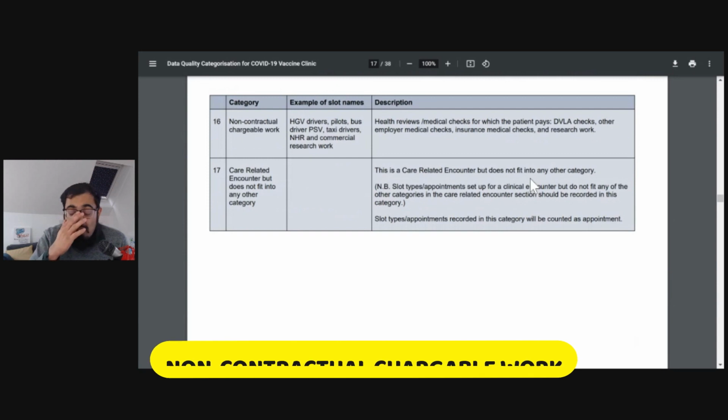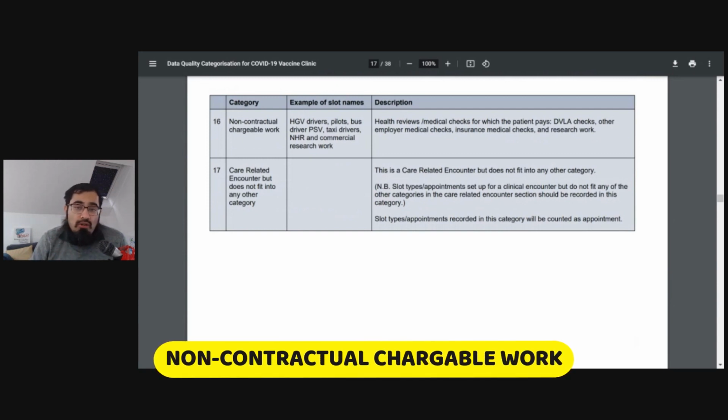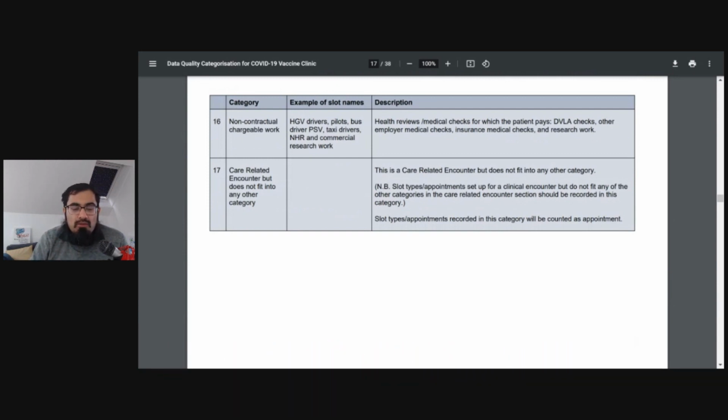Next up, we've got to section 16. So this is non-contractual chargeable work: HG medicals, all those kind of things, taxi drivers, research, all that kind of thing. That needs to be captured in some way, and that's what they're asking us to do here.